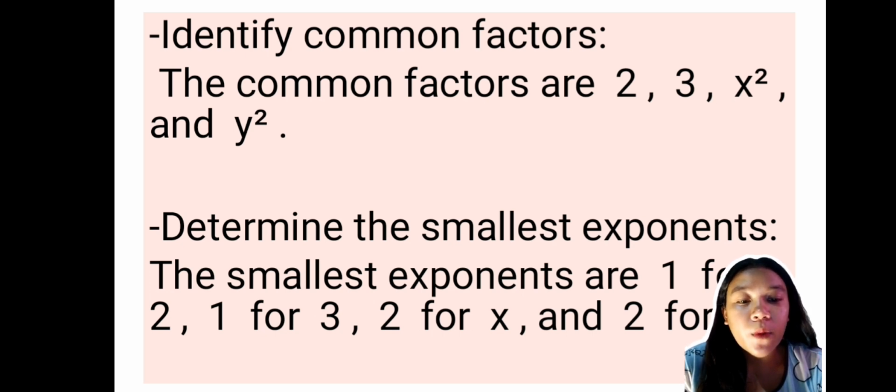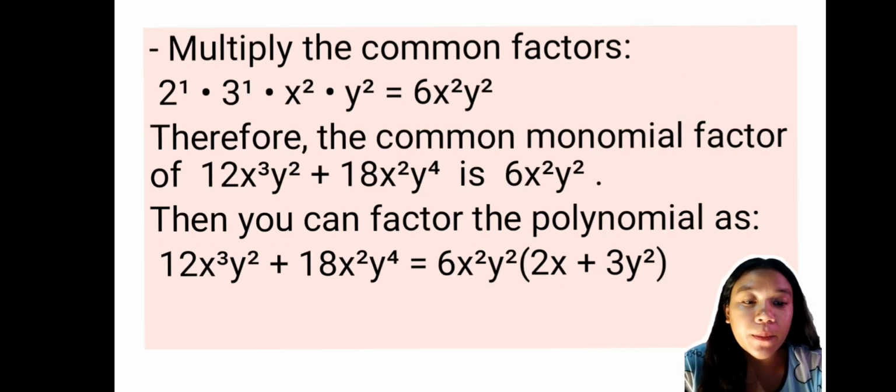Then determine the smallest exponents. The smallest exponents are 1 for 2 and 1 for 3, 2 for x and 2 for y. And then multiply the factors. 2 raised to 1 times 3 raised to 1 times x squared times y squared is equal to 6x squared y squared. Therefore, the common monomial factor of 12x cubed y squared plus 18x squared y raised to 4 is 6x squared y squared.